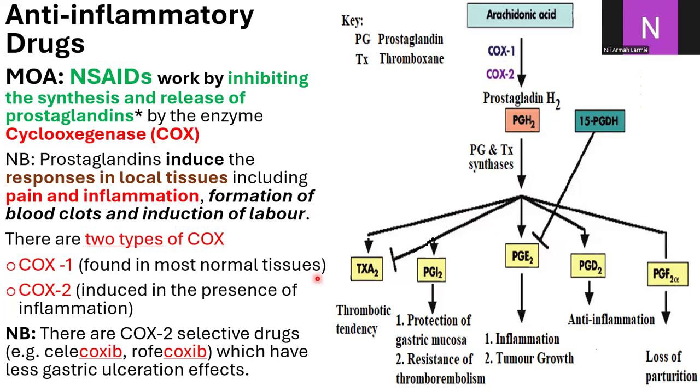Good. So we talked about COX-1 and COX-2, and we've seen that COX-1 is found in most normal tissues, whereas COX-2 is the one responsible for the inflammation processes. So it is induced in the presence of inflammation. And this is why the COX-2 selective drugs, the COSIFs, were formed. And their formation brought the benefit of less gastric ulceration and irritative effects.